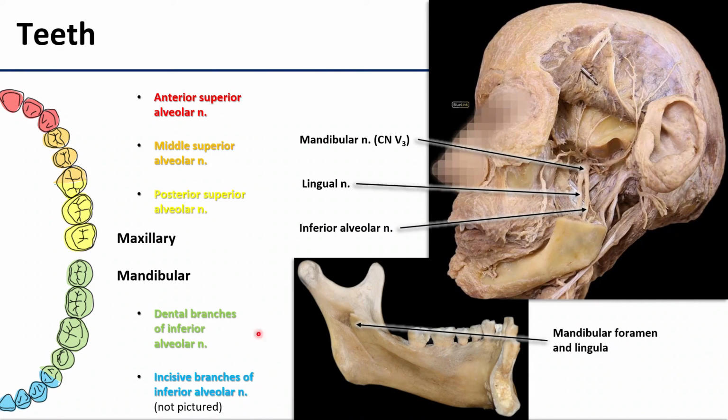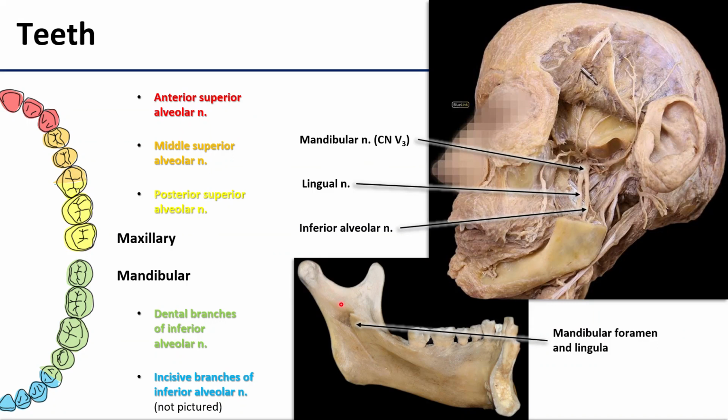Remember that these dental branches and incisive branches exist within the alveolar process of the mandible here, so they're actually quite difficult to access. The inferior alveolar nerve, though, the nerve that these all branch from, is much easier to access, especially with an anesthetic.